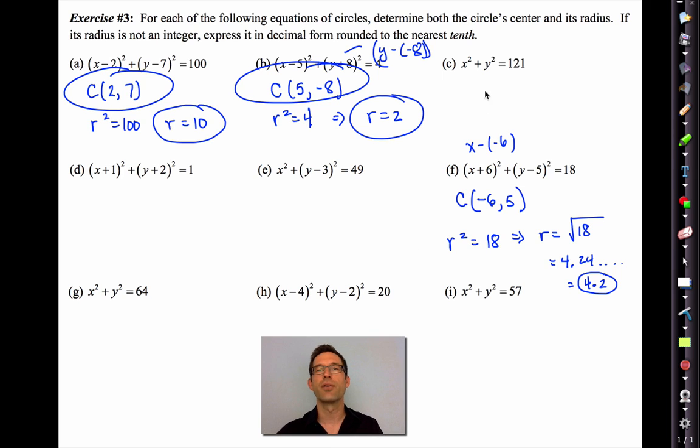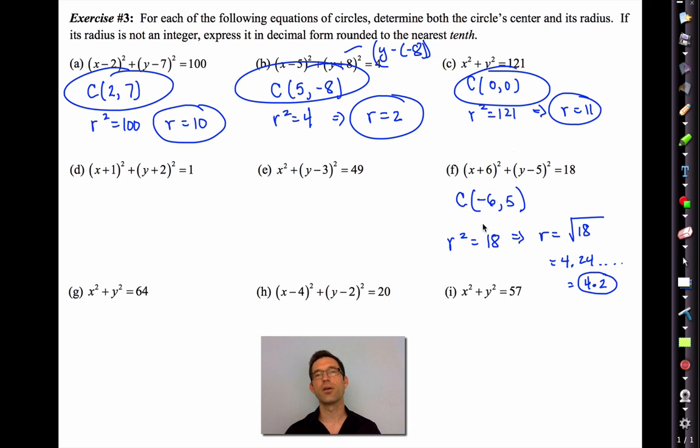Now, letter C is a very, very important one because it's got a center at the origin, right? There's been nothing subtracted from the x and the y, nothing at all. So I just want to get rid of these. They're going to get in my space. The radius squared is 121, and when we take the square root of that, we get 11. So that's a circle centered at the origin with a radius of 11. All right. This one's kind of neat. It's got a center at -1, -2. The square of the radius is 1, so the radius is actually 1.